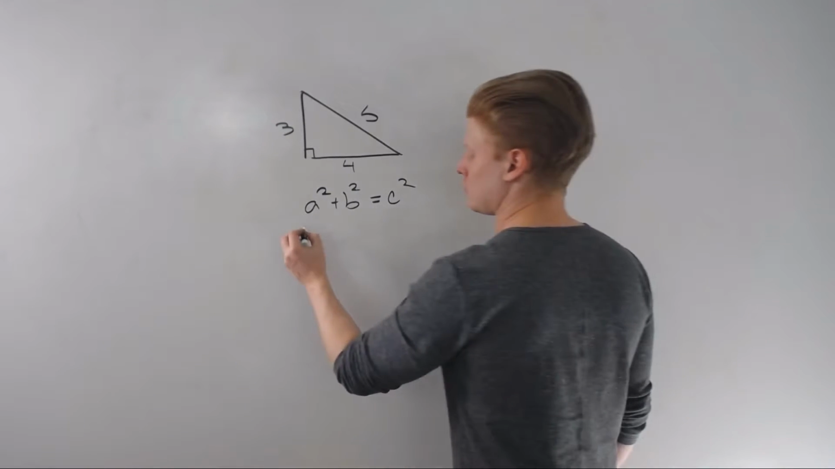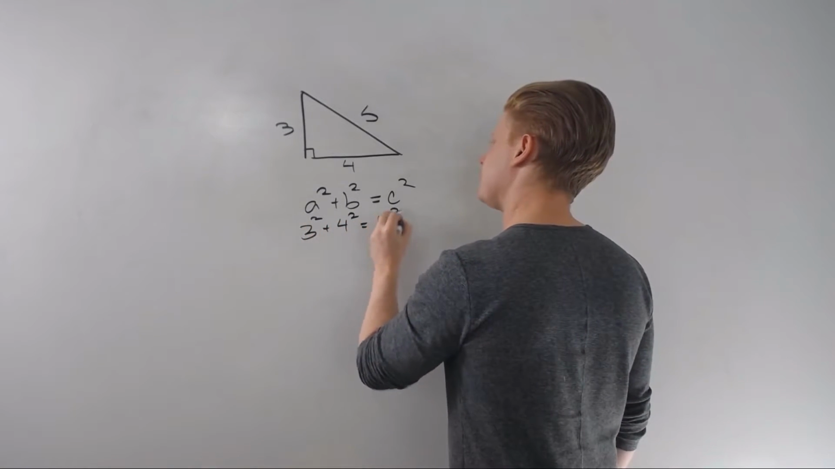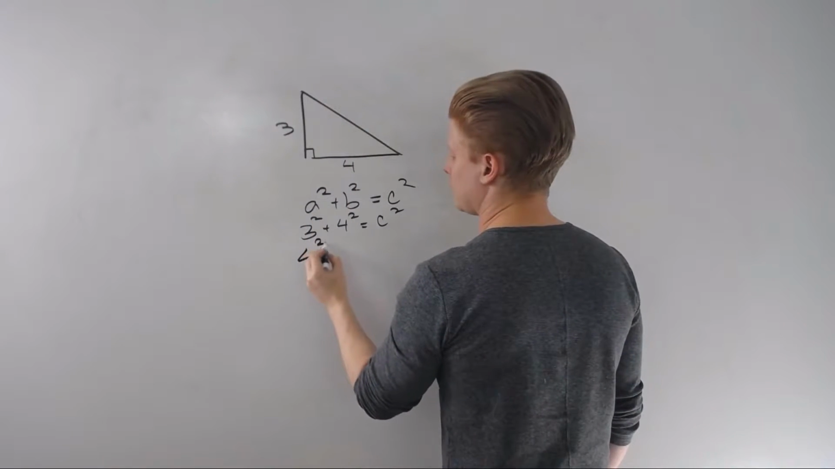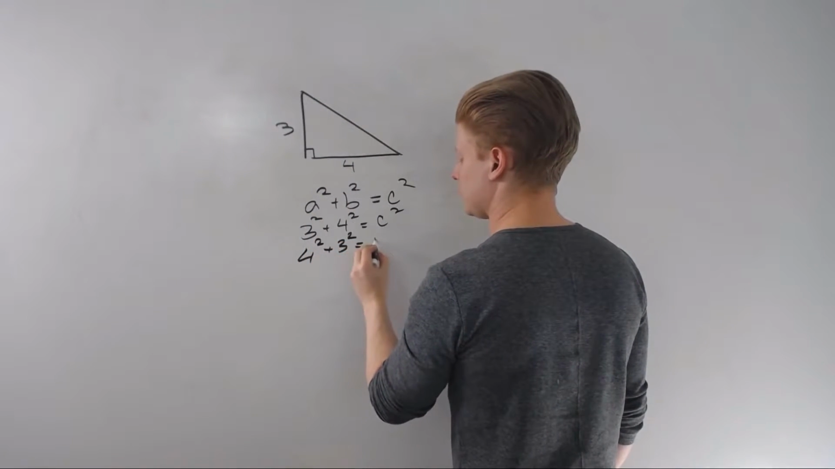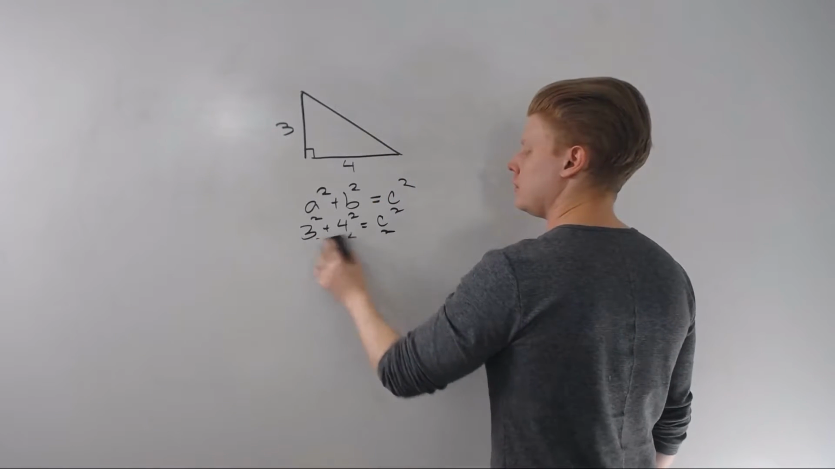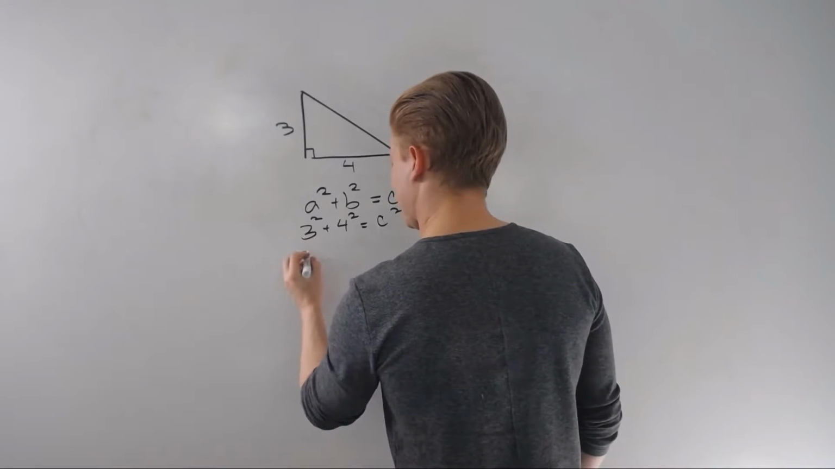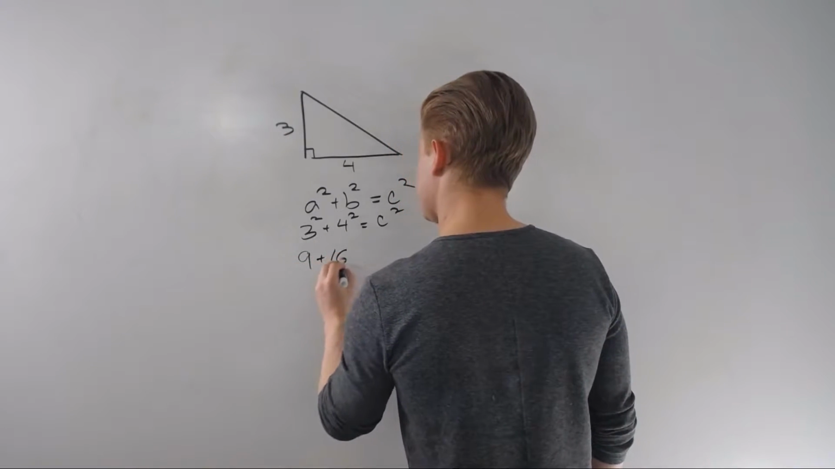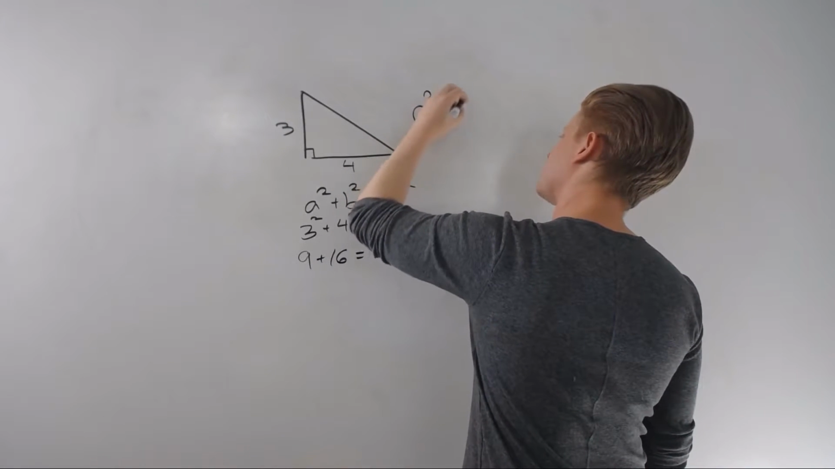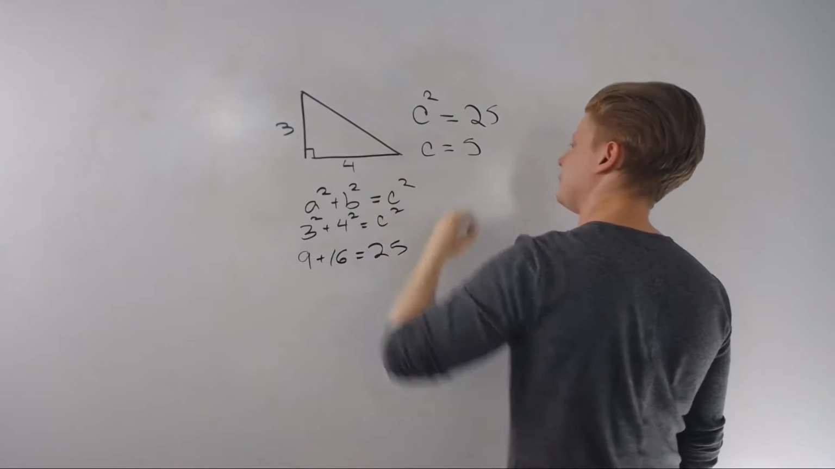So I could say this is 3 squared plus 4 squared equals c squared. I'm saying we don't know what 5 is. Or I can say it's 4 squared plus 3 squared equals c squared. Doesn't matter. It'll be the same. So I square everything out. I get 9 plus 16 is equal to 25. C squared, or our hypotenuse squared, is 25. Square root of that, our hypotenuse is 5.